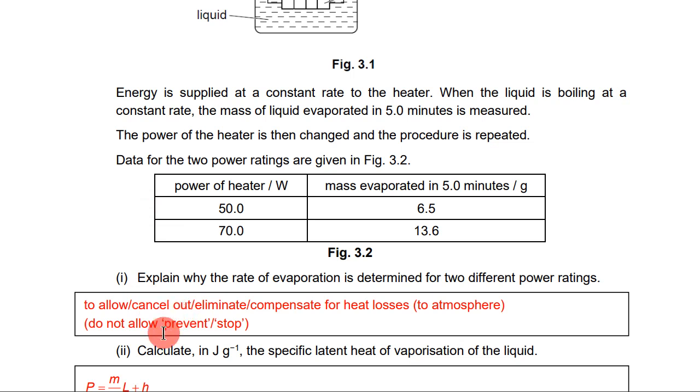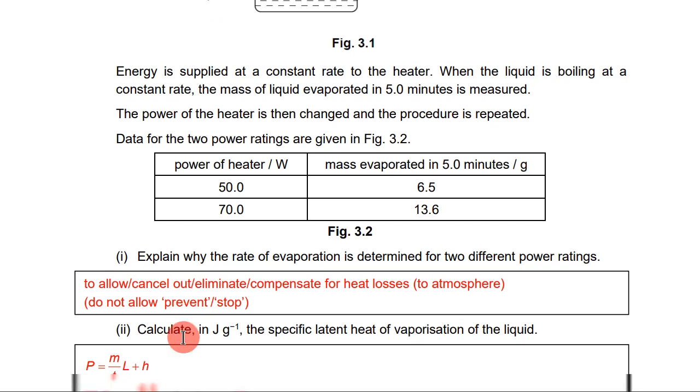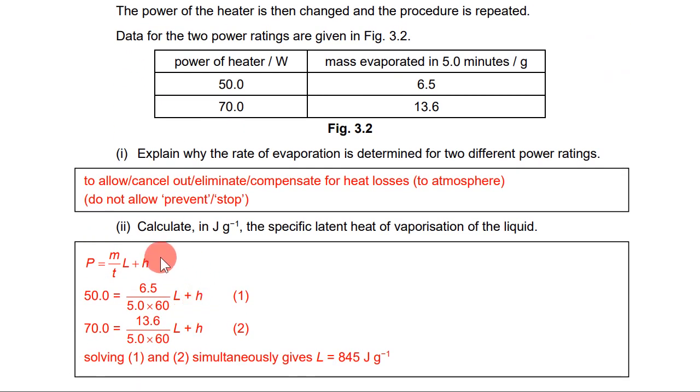Part 2. The equation will be P equals mL over t plus the heat loss to surrounding. We will substitute the two sets of data into the equation to get two simultaneous equations where the two unknowns are L and H. And that's how H can be eliminated mathematically through solving simultaneously.